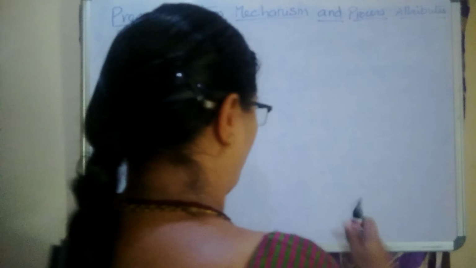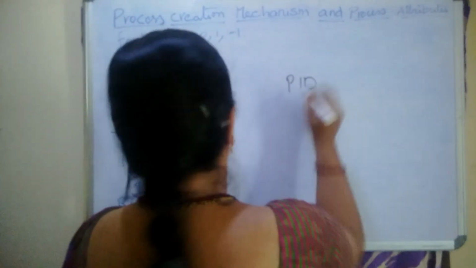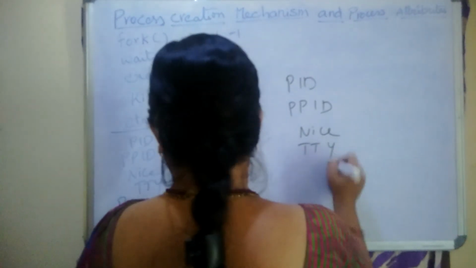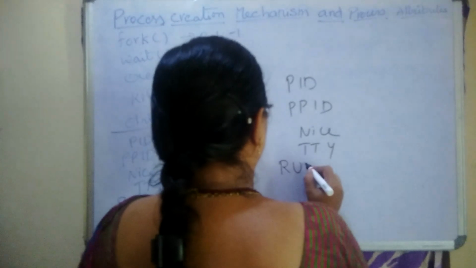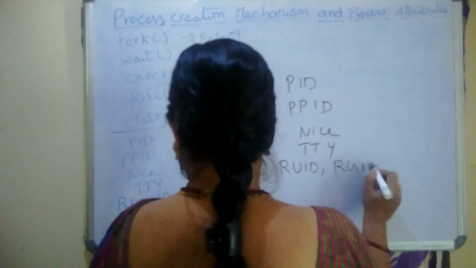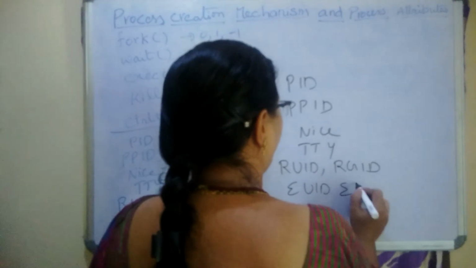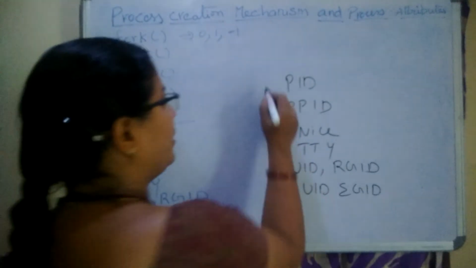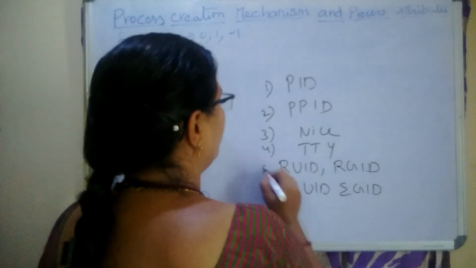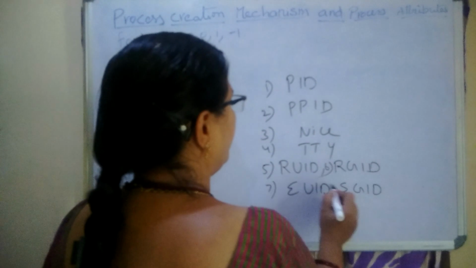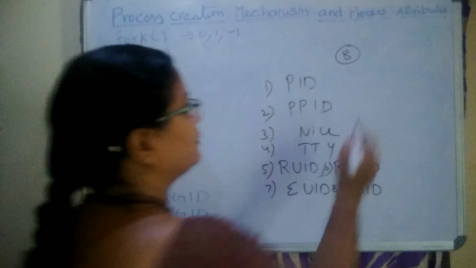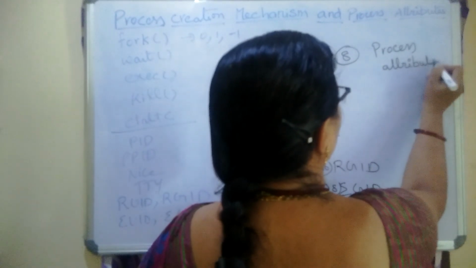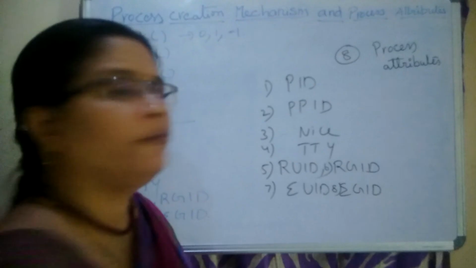Normally we have the process attributes as PID, parent process ID, NICE, terminal time, real user ID, real group ID, effective user ID and effective group ID. These are the various process attributes that we have listed. Totally how many? 1, 2, 3, 4, 5, 6, 7, 8. Totally 8 process attributes are there. One by one we are going to see here.